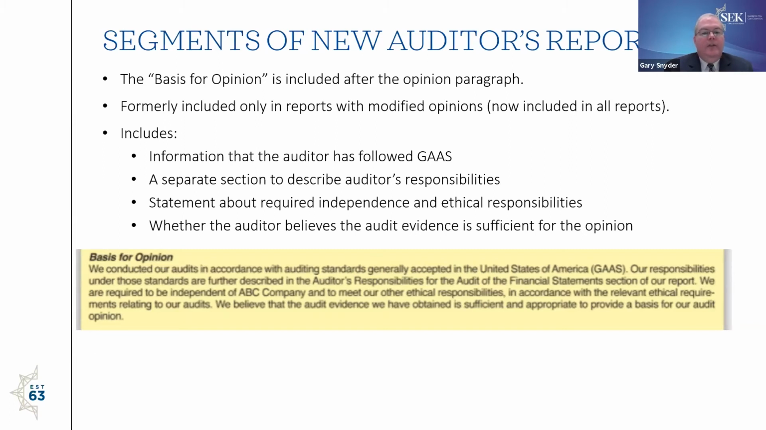This does include information that the auditor has followed GAS, a separate section to describe the auditor's responsibility, a statement about required independence and ethical responsibilities, and whether the auditor believes the audit evidence is sufficient for the opinion. So we conducted our audits in accordance with auditing standards generally accepted in the United States of America. Our responsibilities under the standards are further described in the auditor's responsibilities section later in the report. We're required to be independent of the company and to meet other ethical responsibilities in accordance with the relevant ethical requirements related to our audits. And we believe the audit evidence we have obtained is sufficient and appropriate to provide a basis for our opinion.